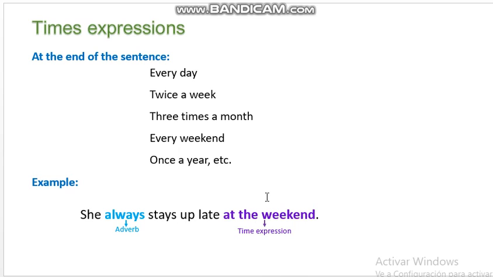Okay, we have time expressions too, but these time expressions go at the end of the sentence. These time expressions could be every day, twice a week, 3 times a month, every weekend, once a year, etc. We have a lot of time expressions, but their position is at the end of the sentence. Look at the example: She always stays up late at the weekend. So the adverb of frequency is after the subject and before the verb, but the time expression goes at the end of the sentence.